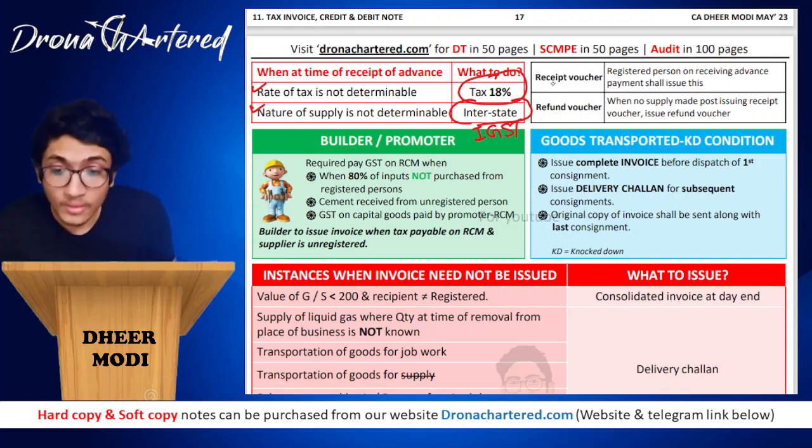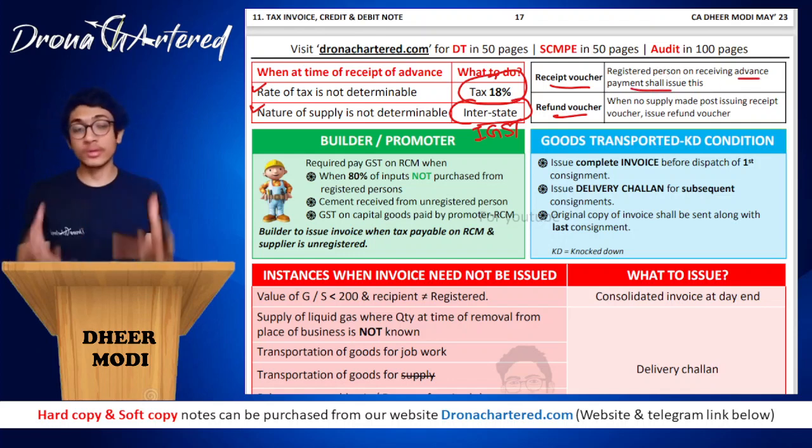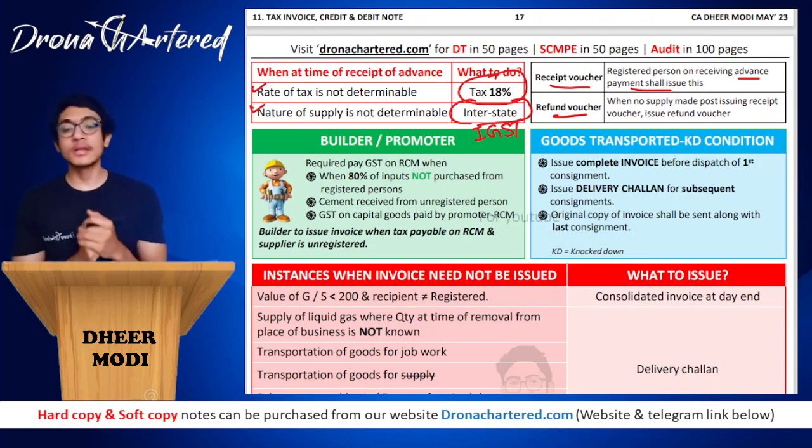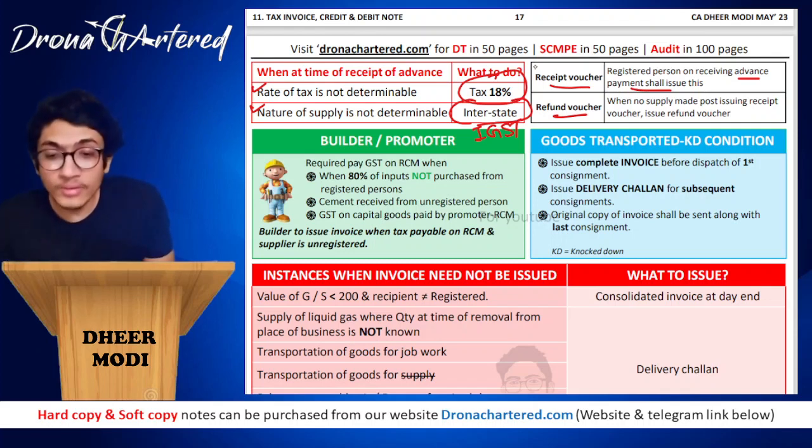Okay. What is a receipt voucher? What is a refund voucher? A receipt voucher is what a registered person shall issue on receiving advance payment. For example, if you receive any money from your customer as an advance, in such a case, you will have to issue a receipt voucher. And when no supply is made after issuing a receipt voucher, you will issue a refund voucher.